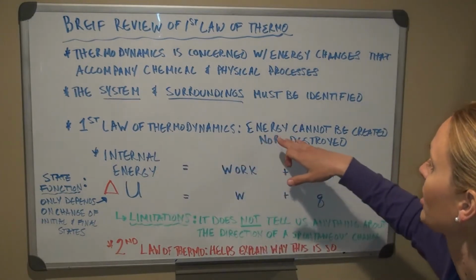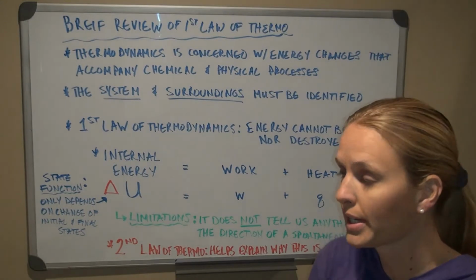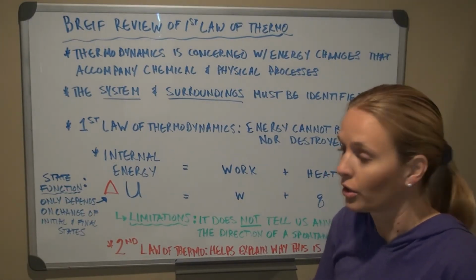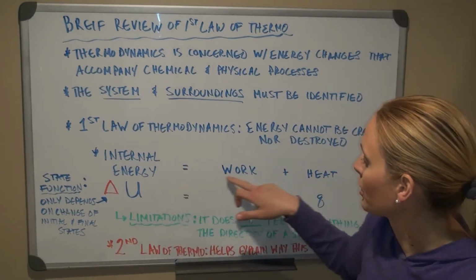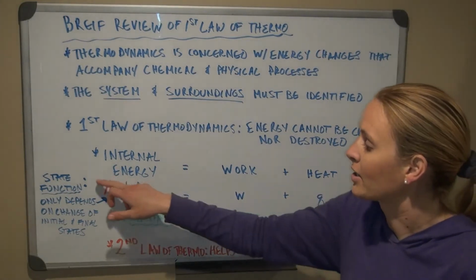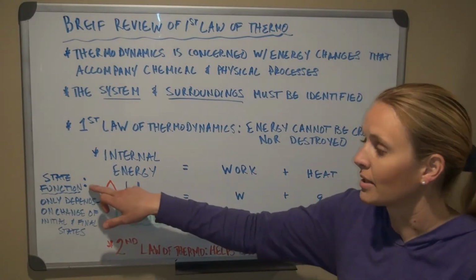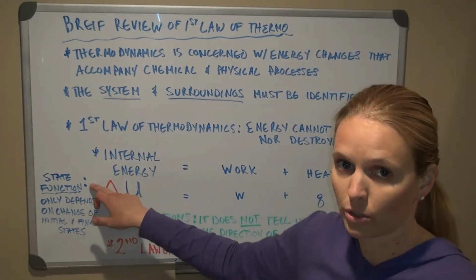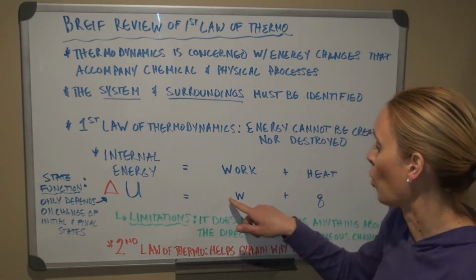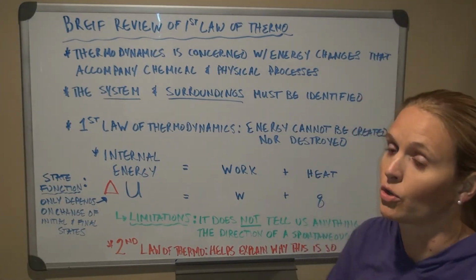So the first law of thermodynamics, remember, is that energy cannot be created or destroyed. It's more commonly written as a mathematical equation: the change in internal energy, delta U, is equal to work W plus heat Q. And that delta means it's a state function, so we only care about the initial and the final states of the system. What we can see here is that work and Q are not state functions. They do depend on their initial and final states.